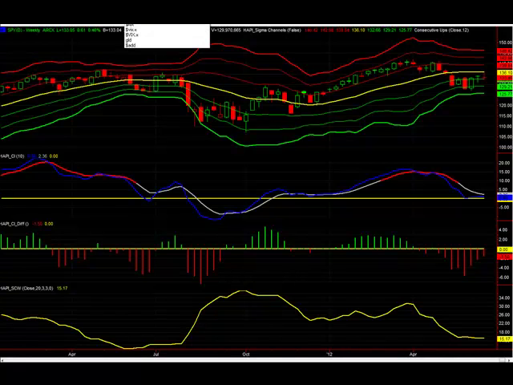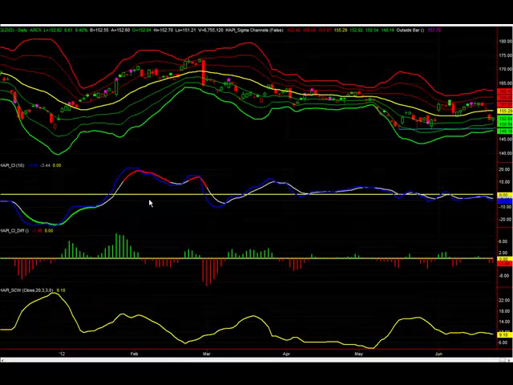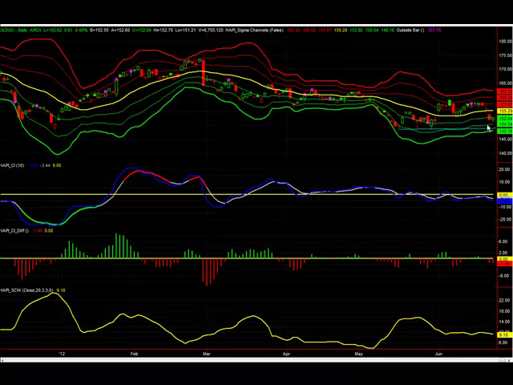Now we want to look at GLD. We're going to start here with the daily chart. We had a hammer here, positive. We were 0.4% higher for the day, which is good. We're right now at 152.64. Pretty similar to SPY here.